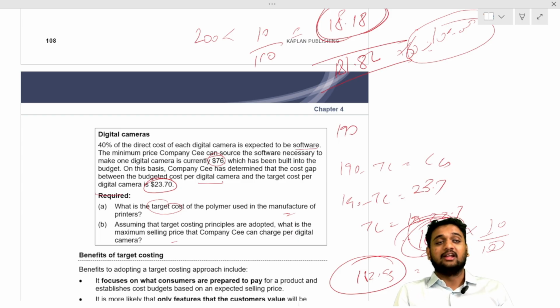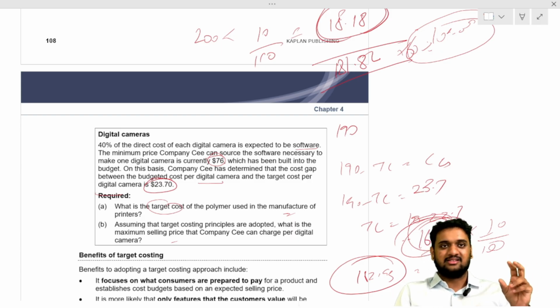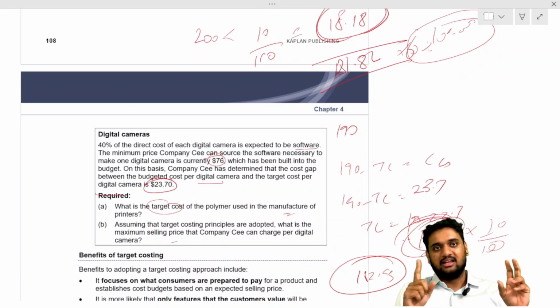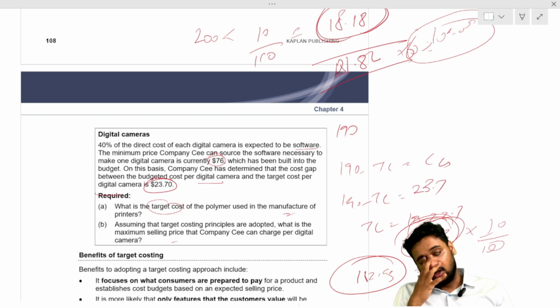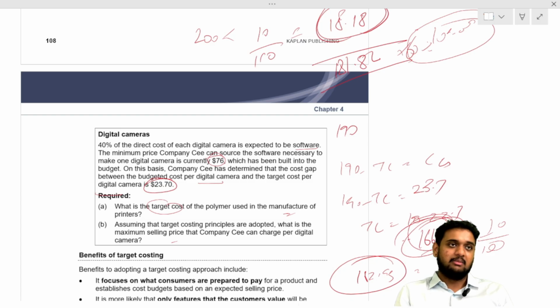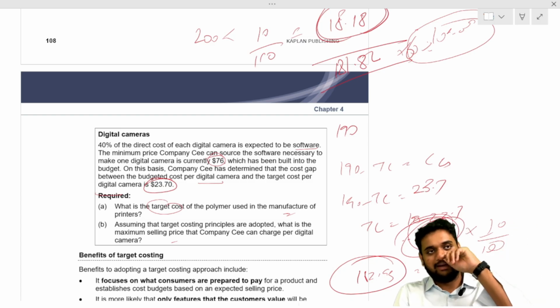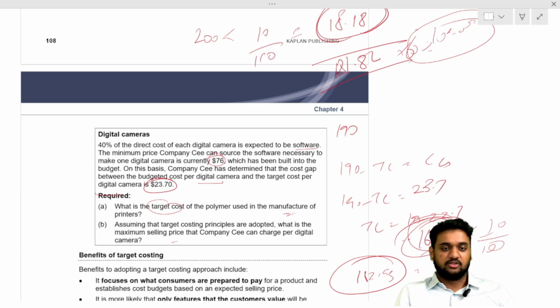How did we find the target cost in the second question? Without looking, tell me. 40% of the cost we got is 76. That is the minimum we can do it for, so we'll do it in 76 rupees. 40%. What is 100%? We have to find out. 76 divided by 40% will get the total cost, 190. Cost gap is 23.7. 190 minus 23.7 is target cost. Target cost plus target profit, 10% markup. Cost plus markup, we'll get the targeted selling price. This is how this question should be solved.